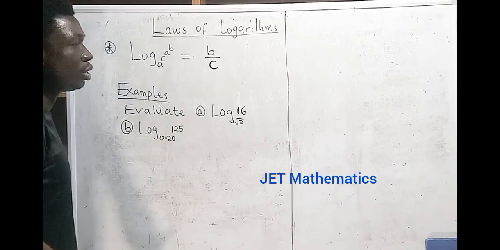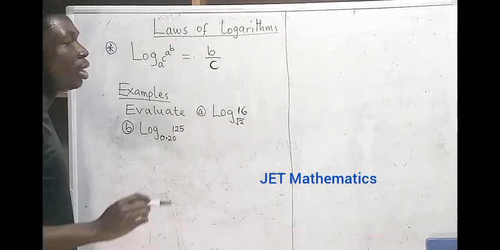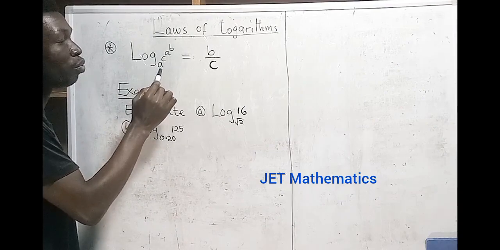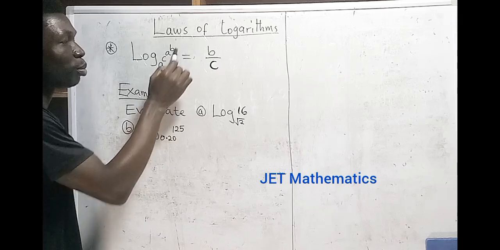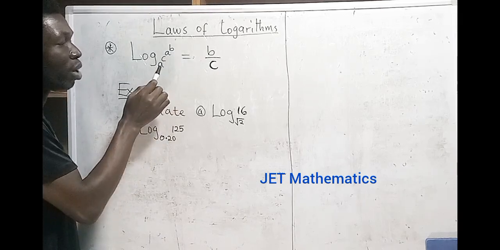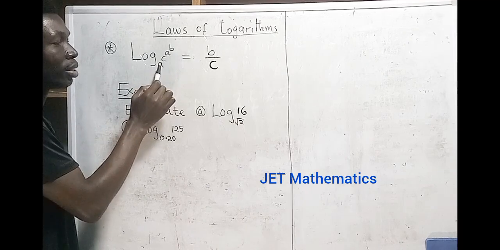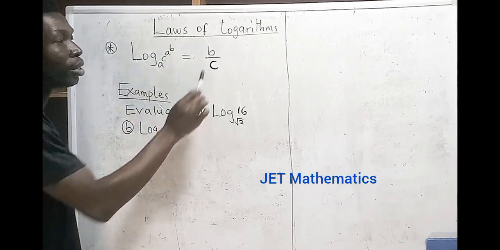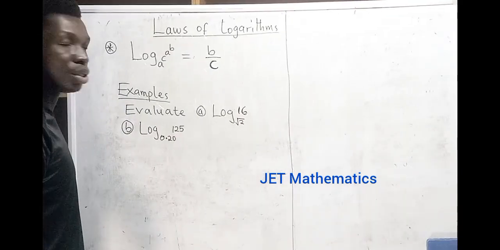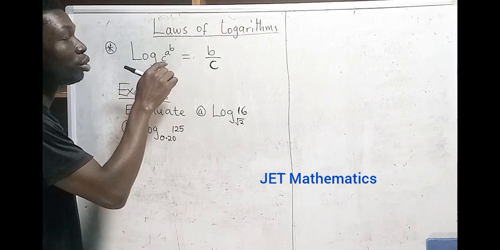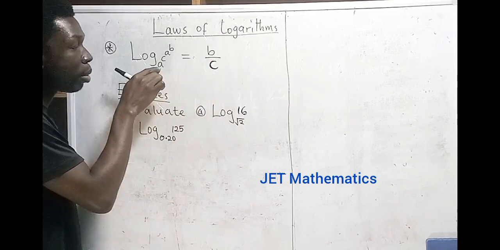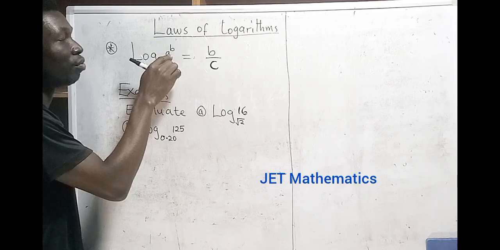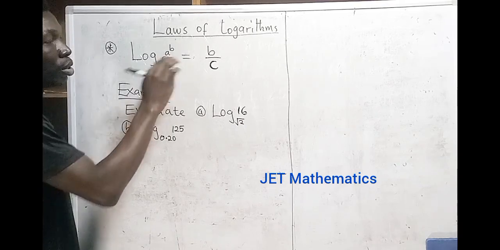Now the base, which is a raised to the power of c, is written in index form. So if we can write a logarithm expression so that it looks like this, where we have a here and also a here, the number here is the same as the number here, then you can have this as your result. You must take note before you choose this as your result: the number at the base here must be equal to the base of the logarithm.